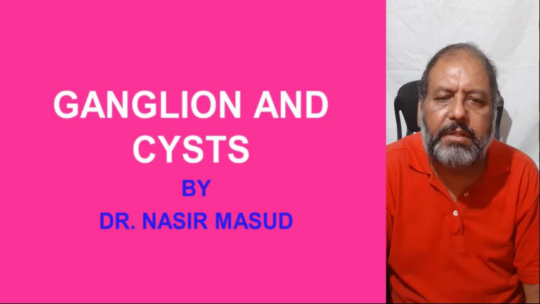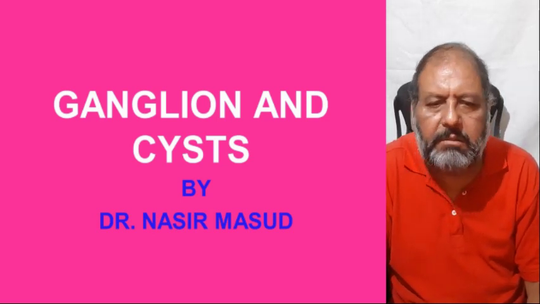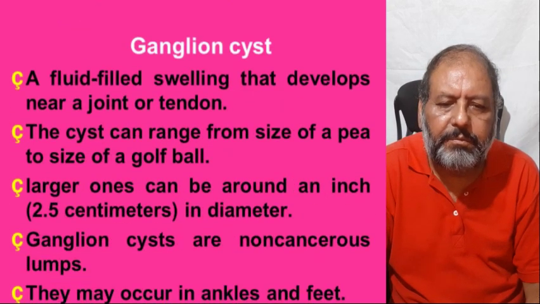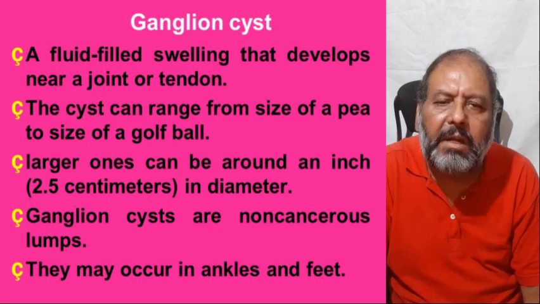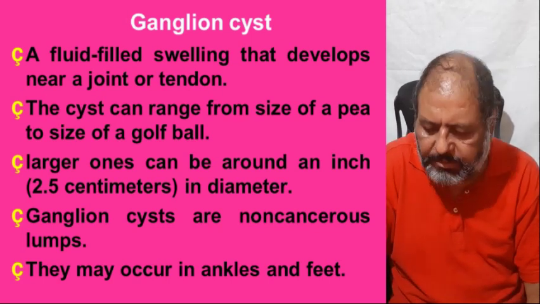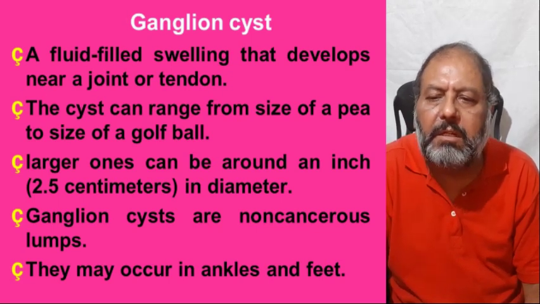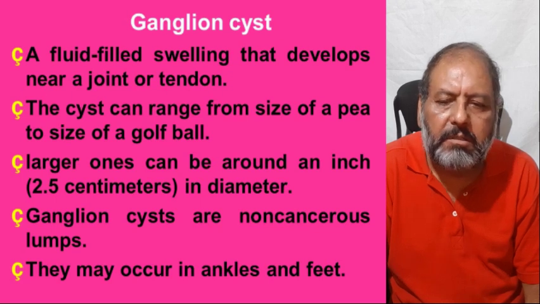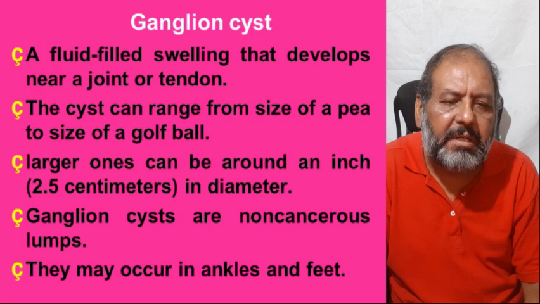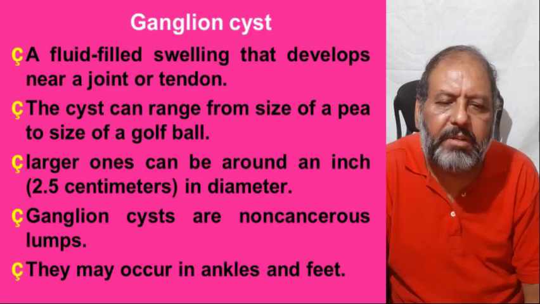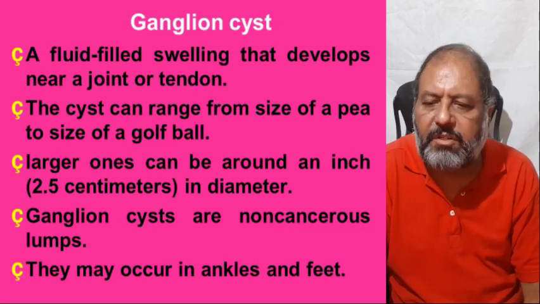The topic of today is ganglion and cysts, or collectively it is called ganglion cyst. A ganglion cyst is a fluid-filled swelling that develops near a joint or tendon. The cyst can range from the size of a pea to the size of a golf ball, that is about 2.5 centimeter in diameter, and ganglion cysts are non-cancerous lumps.